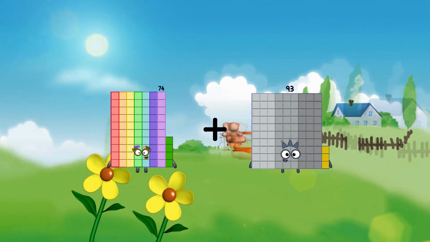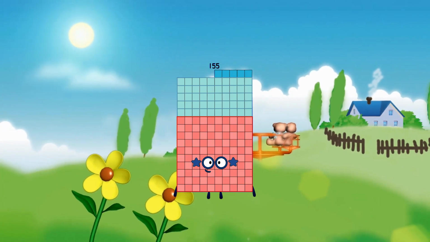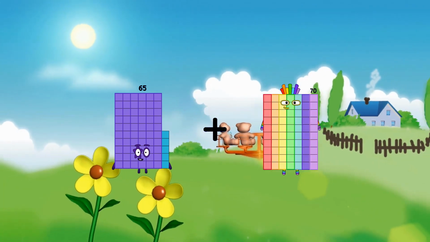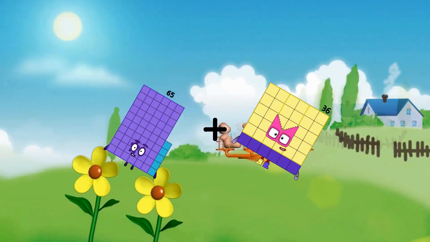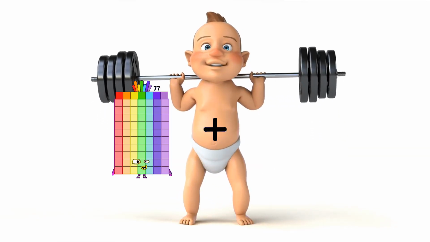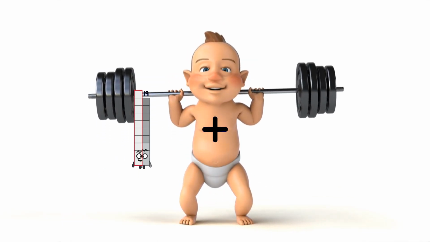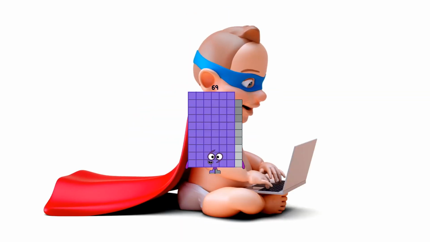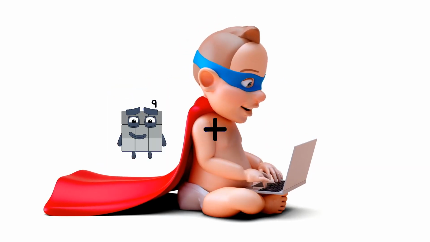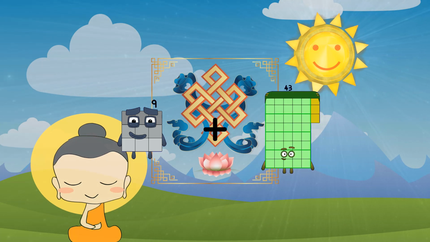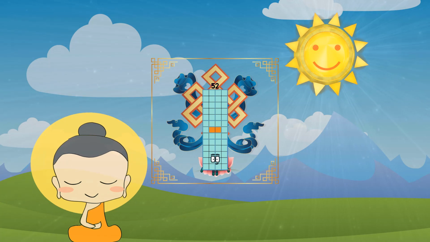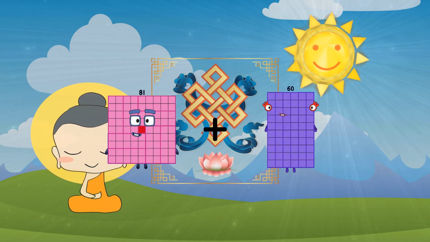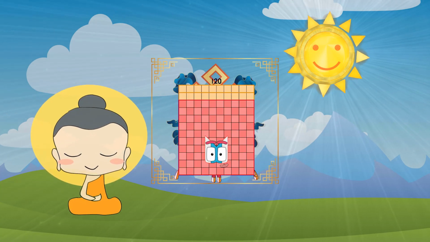74 plus 81 equals 155. 65 plus 36 equals 101. 19 plus 50 equals 69. 9 plus 43 equals 52. 81 plus 39 equals 120.